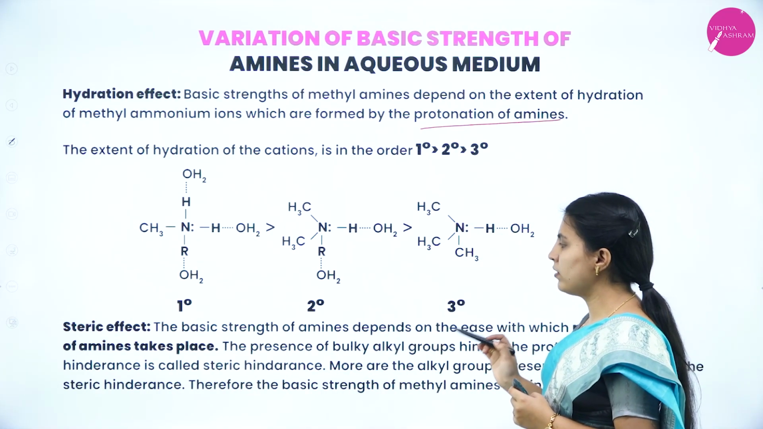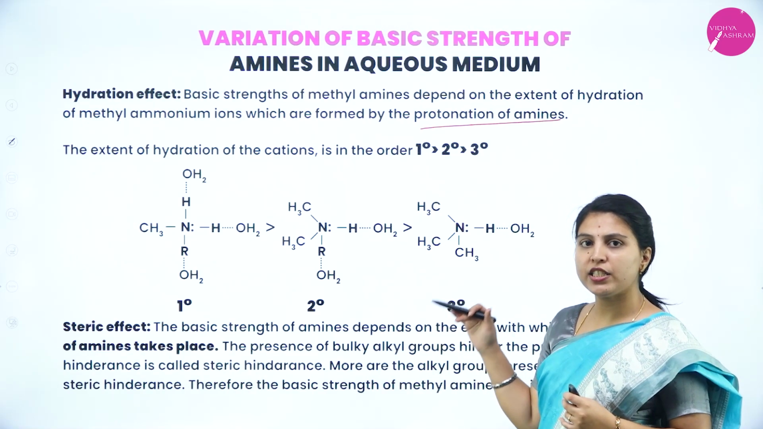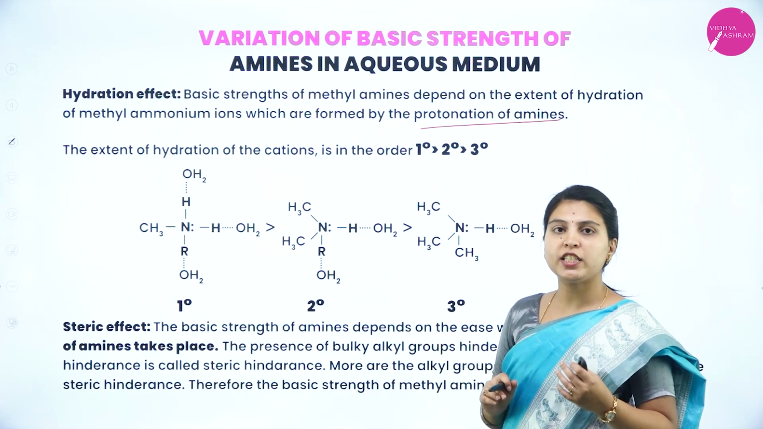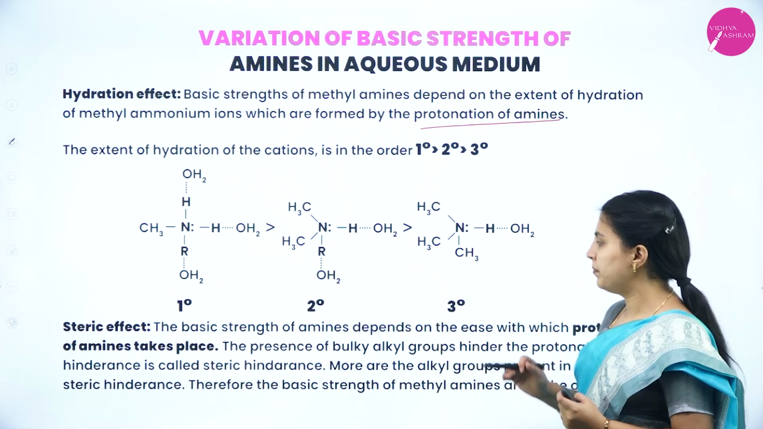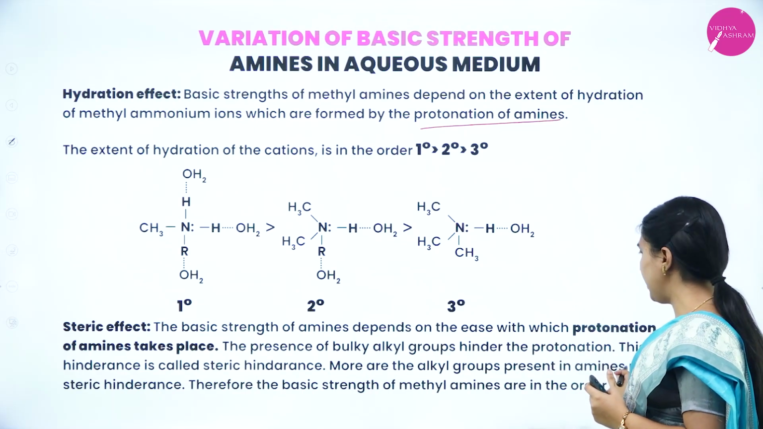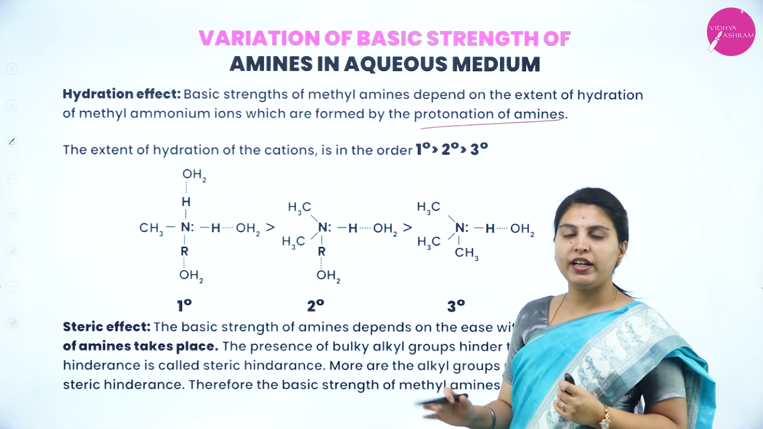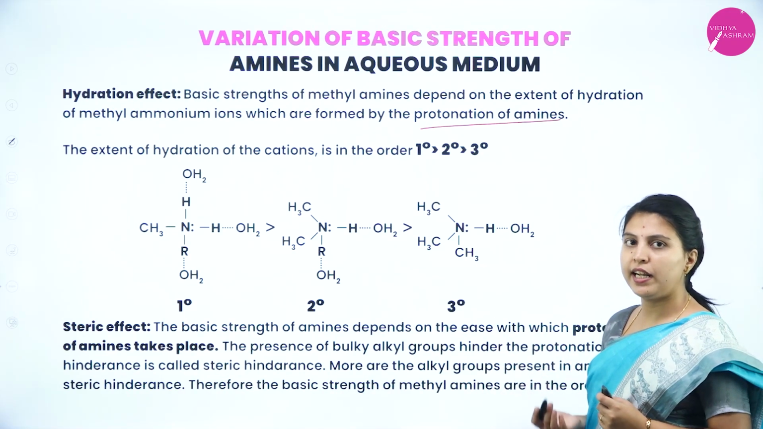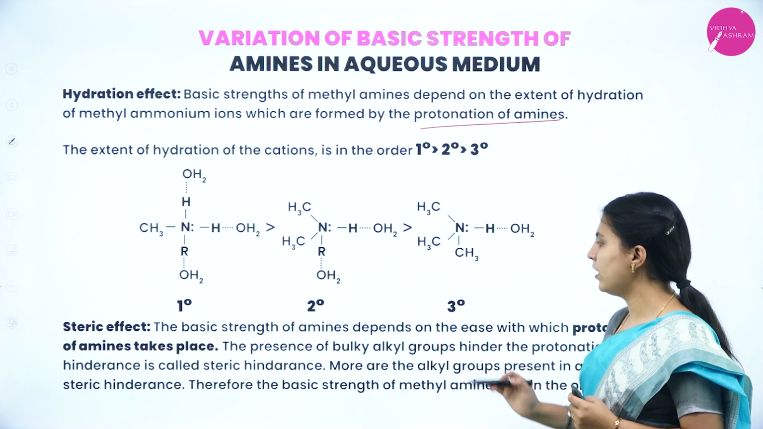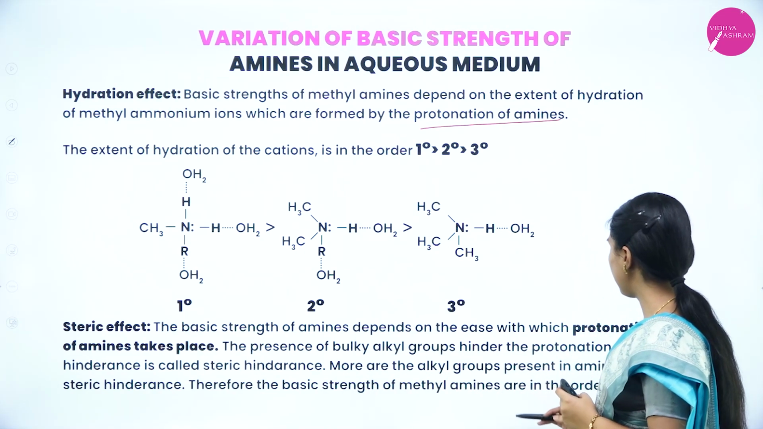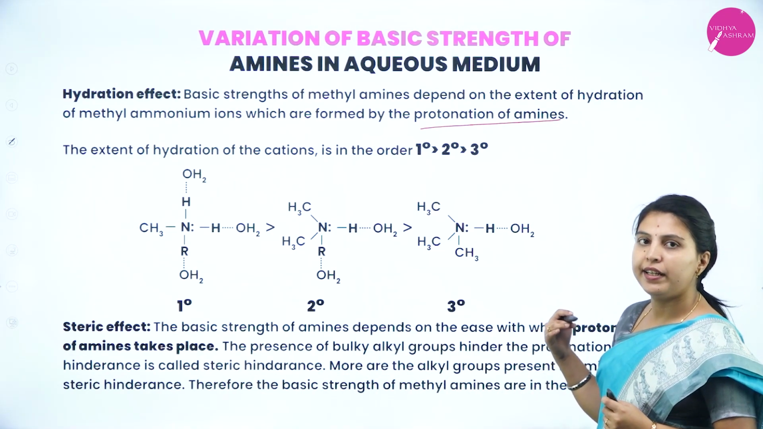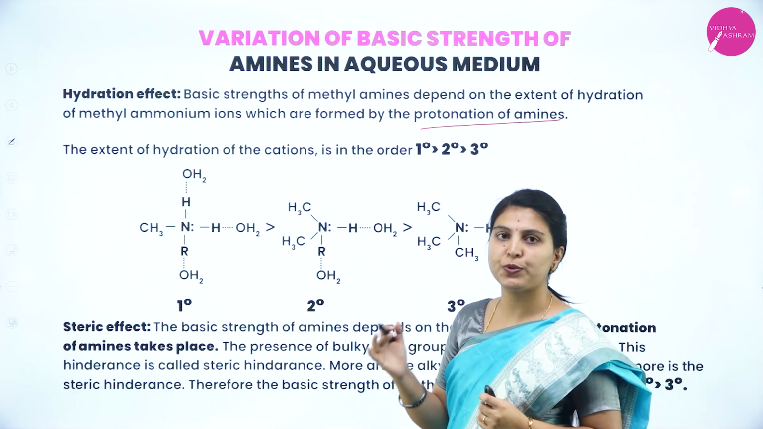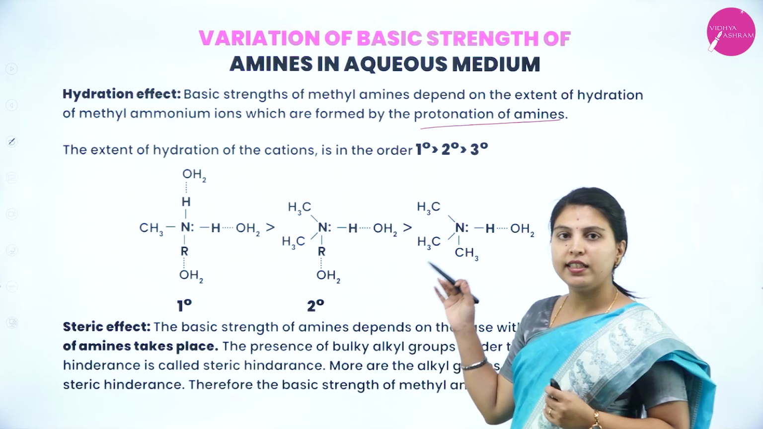This hindrance is called steric hindrance. Due to the bulky nature present surrounding the nitrogen, the protonation of amines will not take place very easily. So, the more alkyl groups present in the amines, the more the steric hindrance. Whenever more methyl groups or alkyl groups are present surrounding the nitrogen, there is more steric hindrance. Therefore, the basic strength of methyl amines is in the order primary, next secondary, next tertiary. Because tertiary has more bulky groups, that's why it is in the least position.